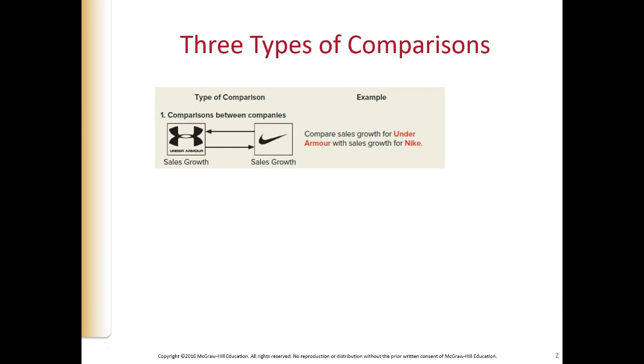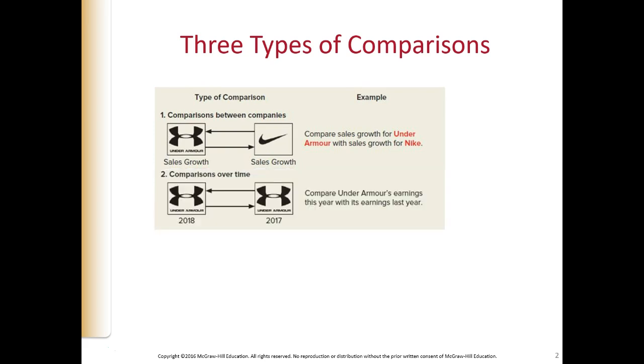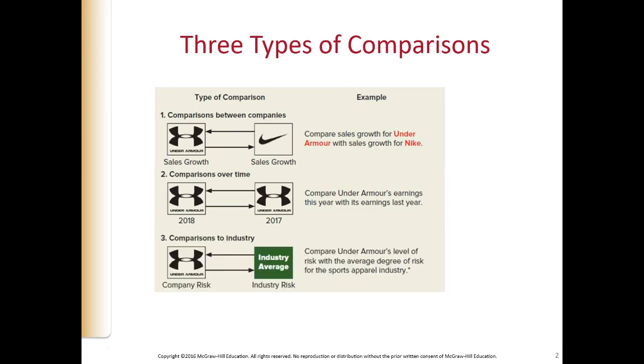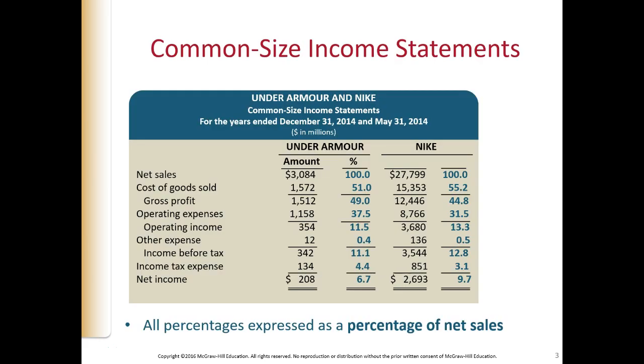Now there are three ways to compare a set of financial statements. You can compare one company against another one. That's the first type. Second one, you can compare the same company with itself over time. And the third way is to compare a company with the industry average. So let's take a look at these in more depth.